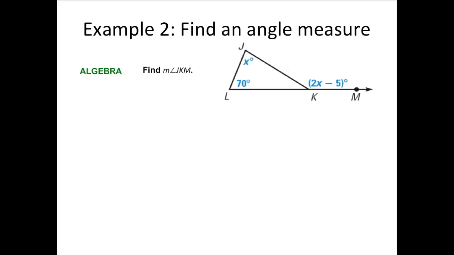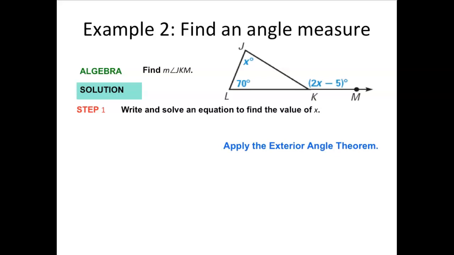So it looks like here J is X, L is 70, and then JKM is 2X minus 5. So we're going to first need to relate angle JKM, which is 2X minus 5, to the information given to us. Now the exterior angle theorem tells us that this angle JKM, which is an exterior angle, should be equal to the sum of the measures of the two non-adjacent interior angles, which would be X and 70. So 2X minus 5 is equal to 70 plus X.